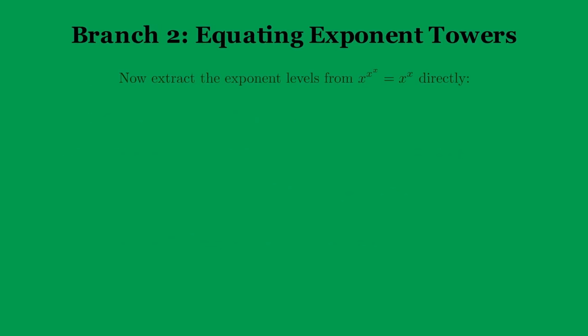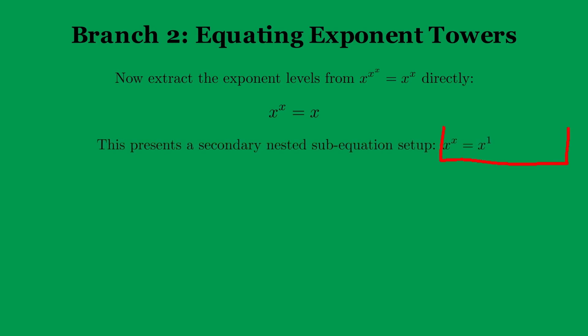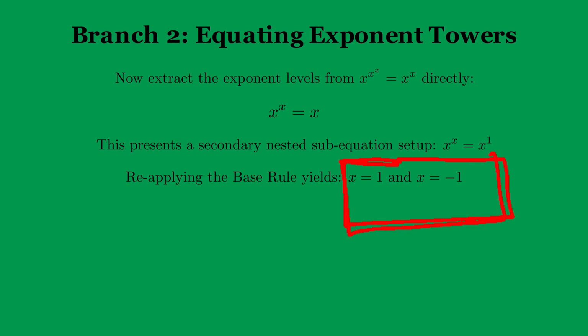Branch 2. Equating the exponent towers. Now let's move to the second branch. Since we are no longer dealing with the special base values, we equate the exponents. From the original equation, we obtain the nested equation x raised to the power of x equals x. Notice that x can also be written as x raised to the power of 1. Because the bases are identical, we compare the exponents. This leads us back to the same valid solutions, which are x equals 1 and x equals -1.